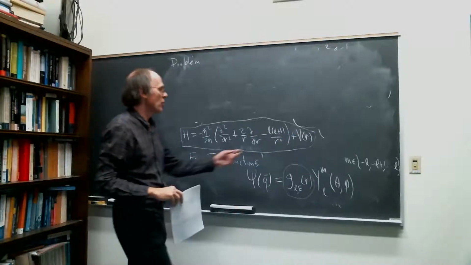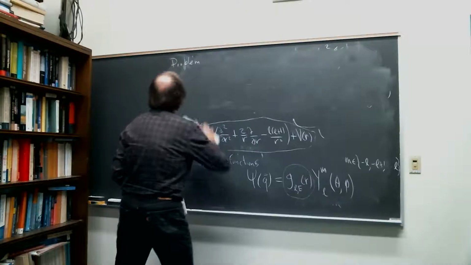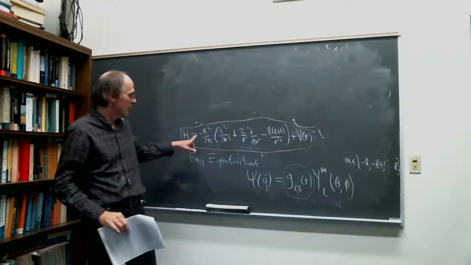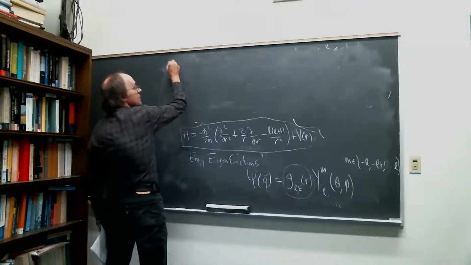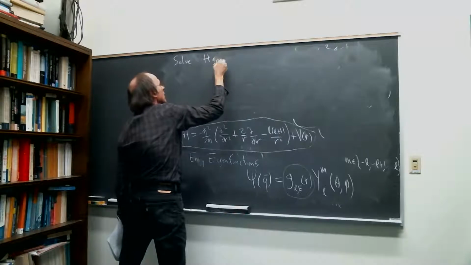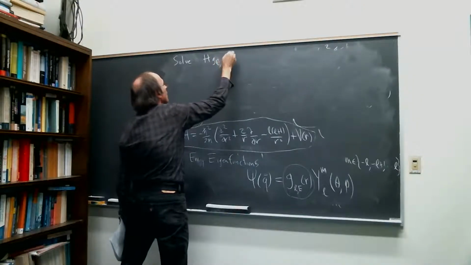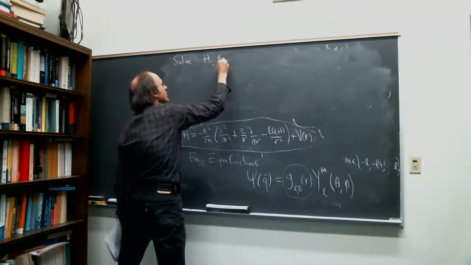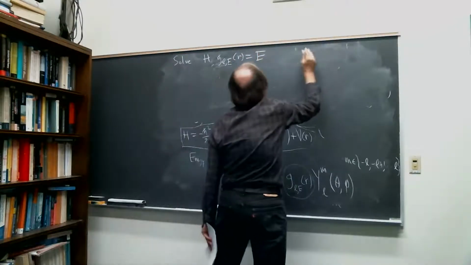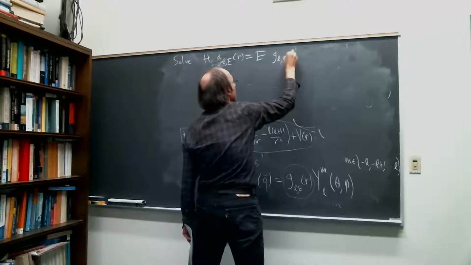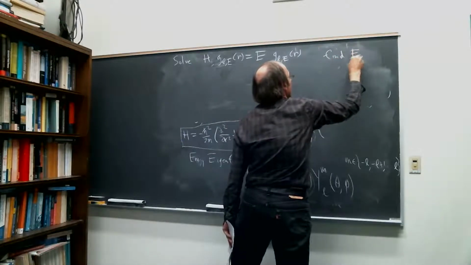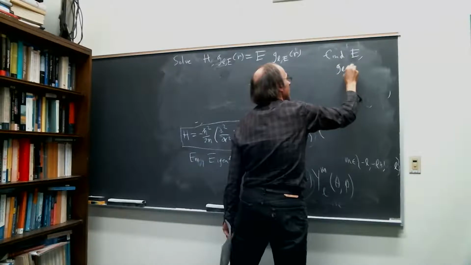But now let's specialize. So you want to solve H G_{L,E}(R) = E G_{L,E}(R). So you find E, and then G_{L,E}.